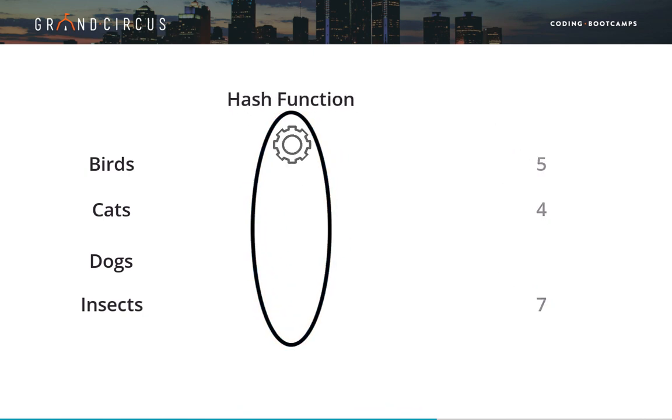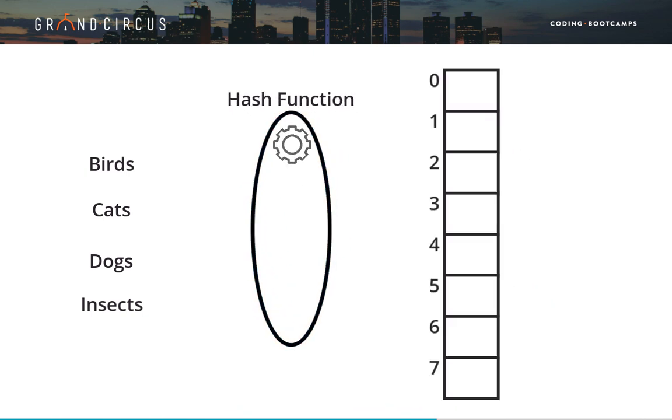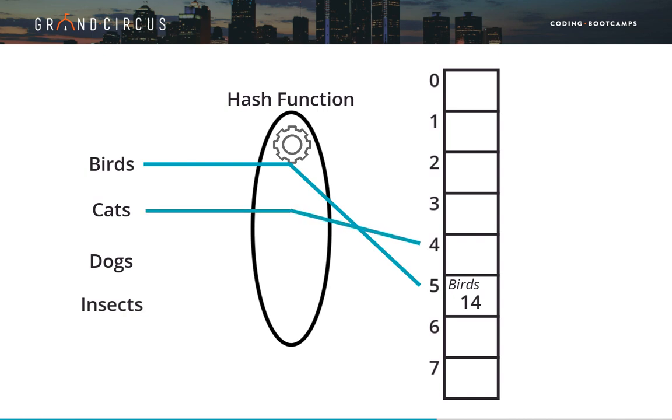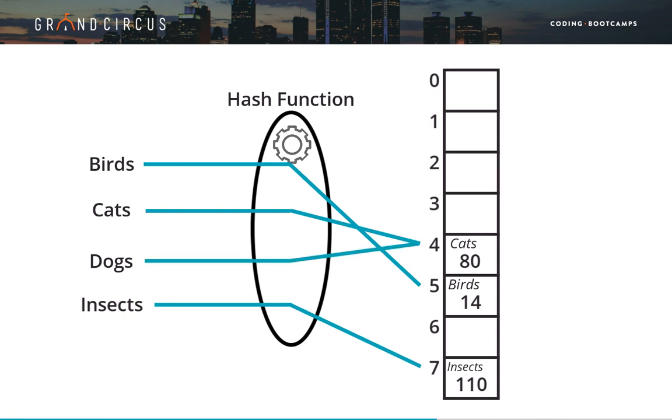If we combine this hash function with an array, we get a hash table data structure that works like this. Birds calculates to 5, so we put the page value for birds, which is 14, into the array at index 5. Cats calculates to 4, so that value, 80, goes into the array at index 4. Insects goes to 7. And dogs is 4. But wait, cats is already using the number 4 slot.